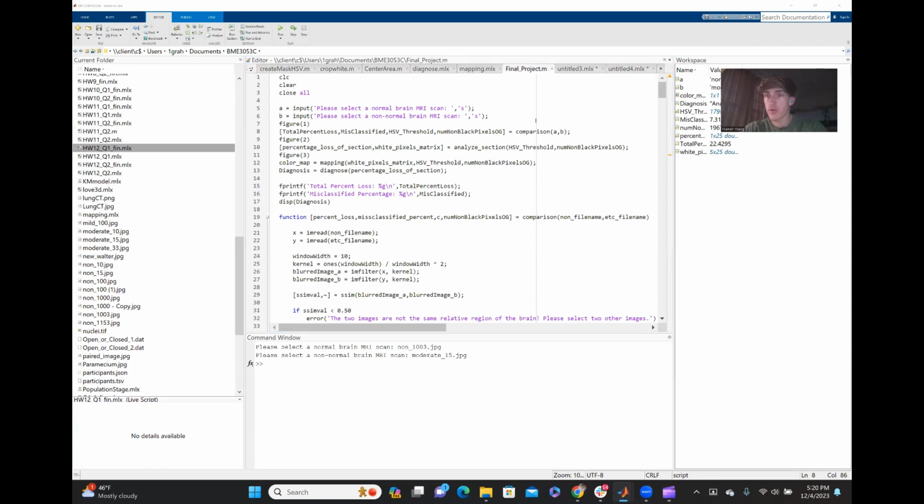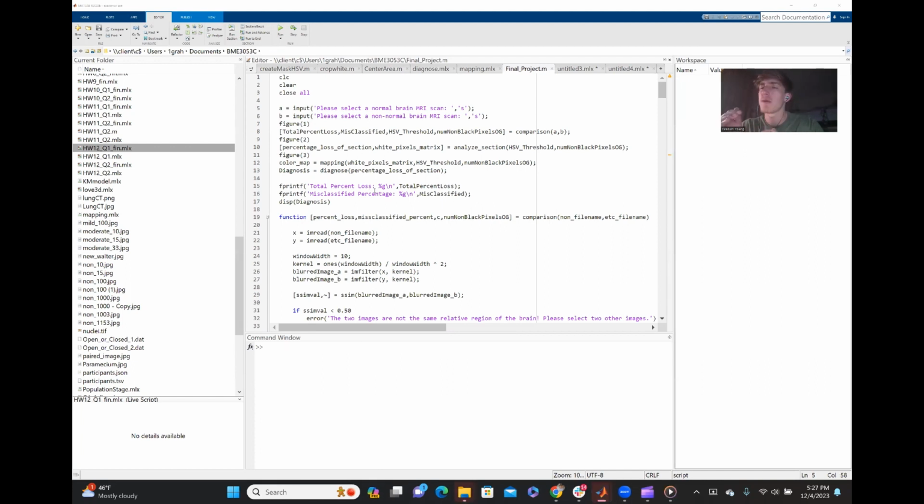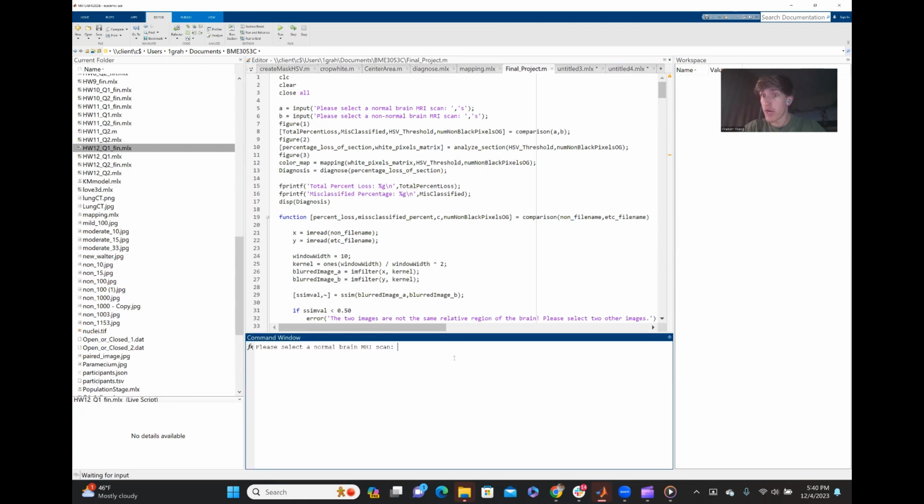Here we can see the three main functions: the comparison function here, the analyze section function here, and the diagnose function here. This mapping function here basically color maps the different percentage losses within each block and grades them to a certain hue or intensity of color. As we run the code, it will first ask us for a normal brain MRI scan. Then it will ask us for a non-normal brain MRI scan.